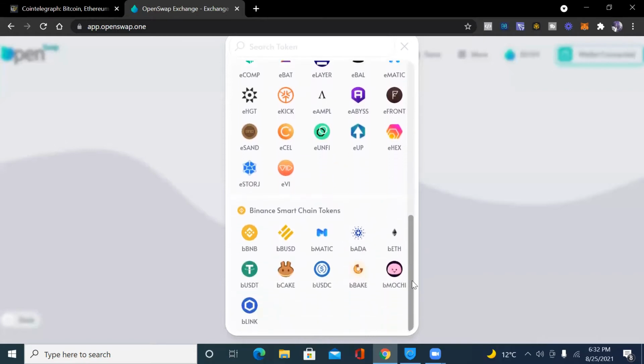And then we go down to Binance, and Binance also has not as big a variety as ETH, but they do have a good amount of Binance tokens as well. So I think that's cool starting off.